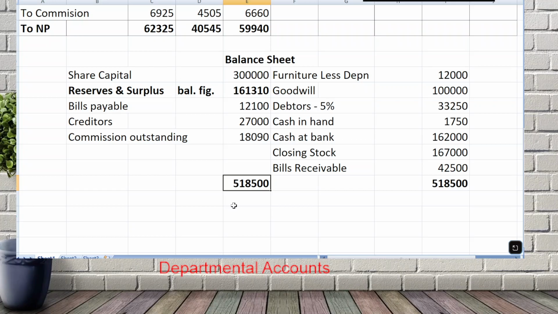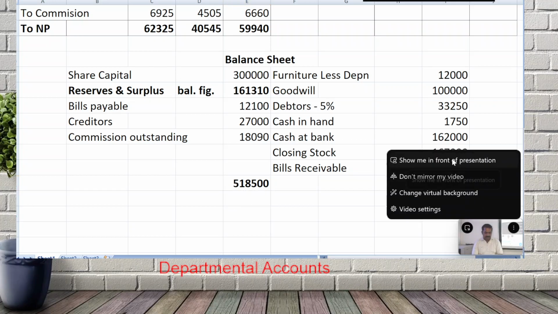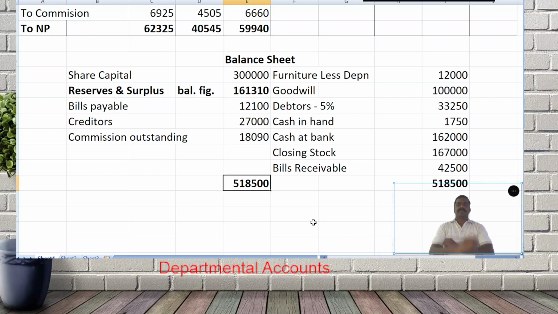So what did we learn in this problem? What is the extra thing that we learned? Number one, direct expenses are directly charged and indirect expenses are apportioned. Normal final accounts with one difference. What is the difference? Columnar format we prepare for the trading and P&L account, and the balance sheet.